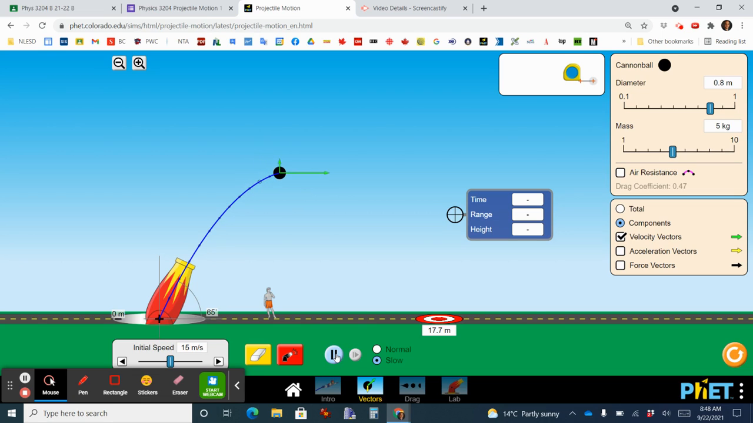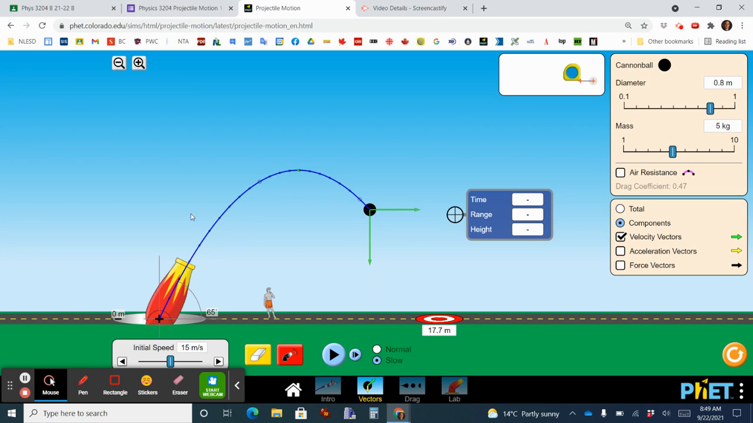Let's allow this to go all the way up to, there we go. So now it's at the top of its flight. The vertical component of the velocity has dropped to zero, but it's still moving sideways. So it does have a horizontal component that never goes away. And now it's going to start to fall, and you can see that the vertical component of the velocity starts to grow in the downward direction.